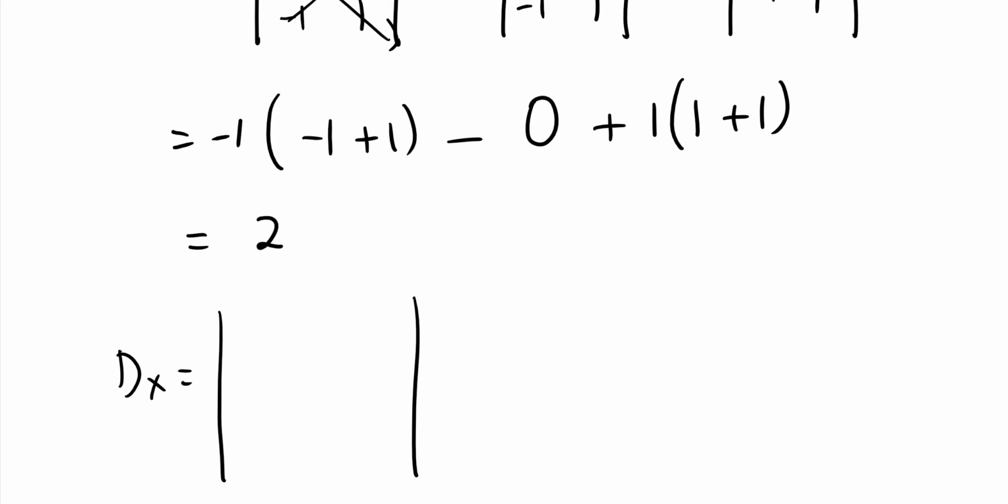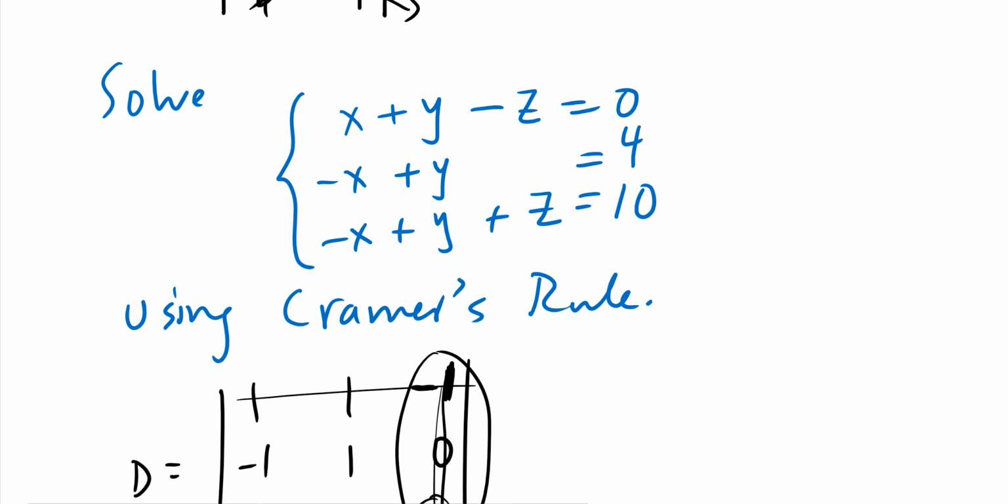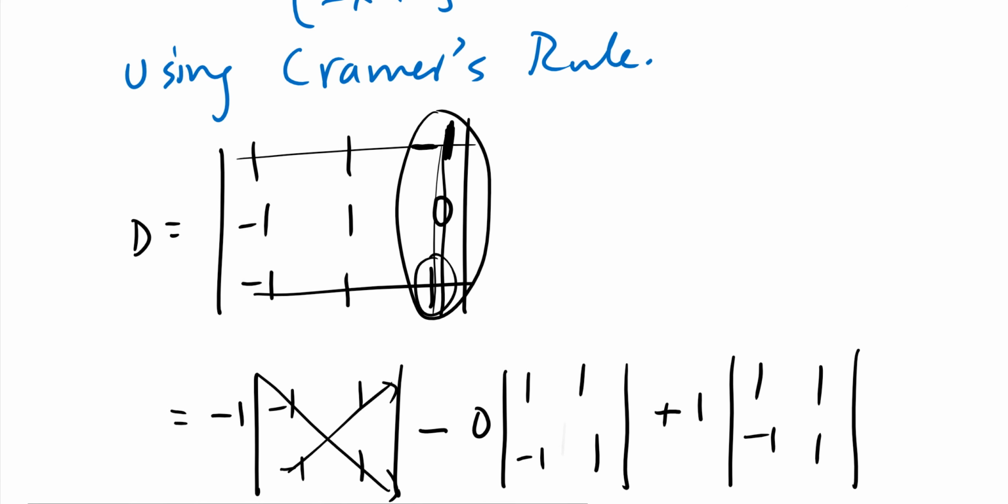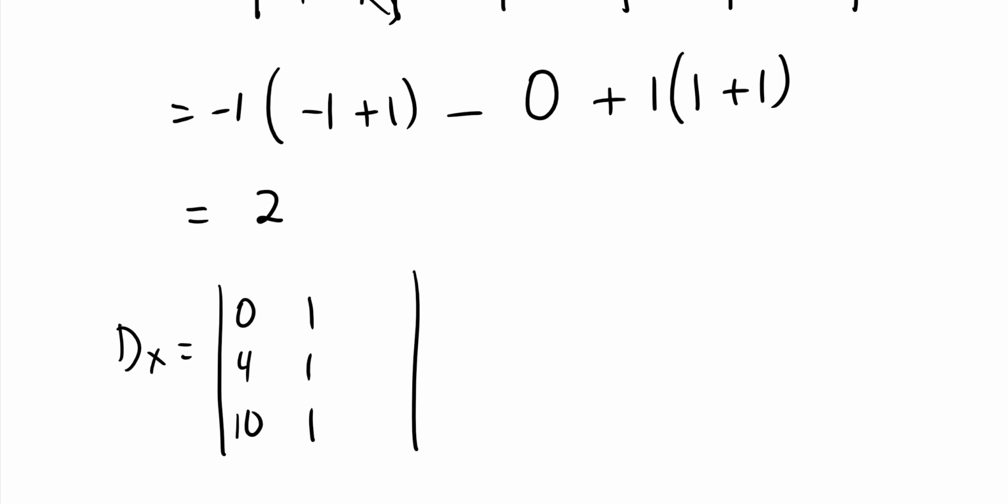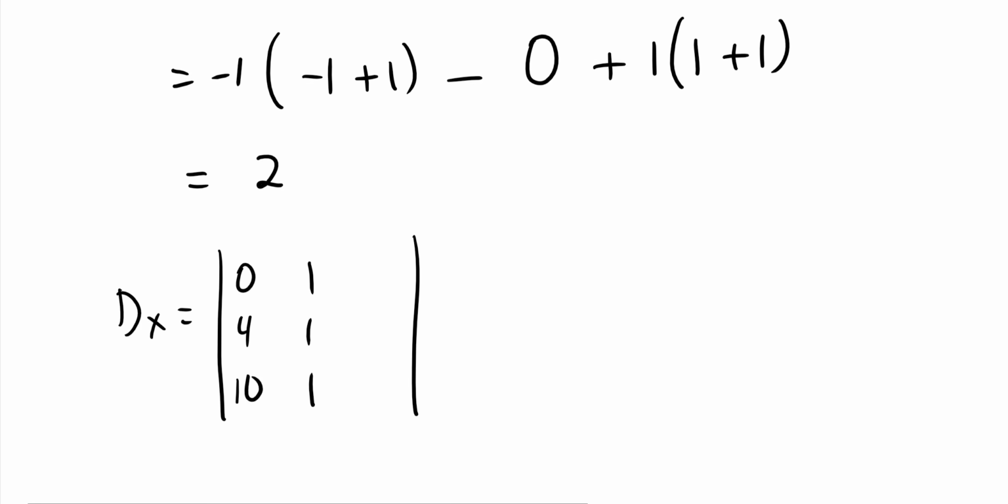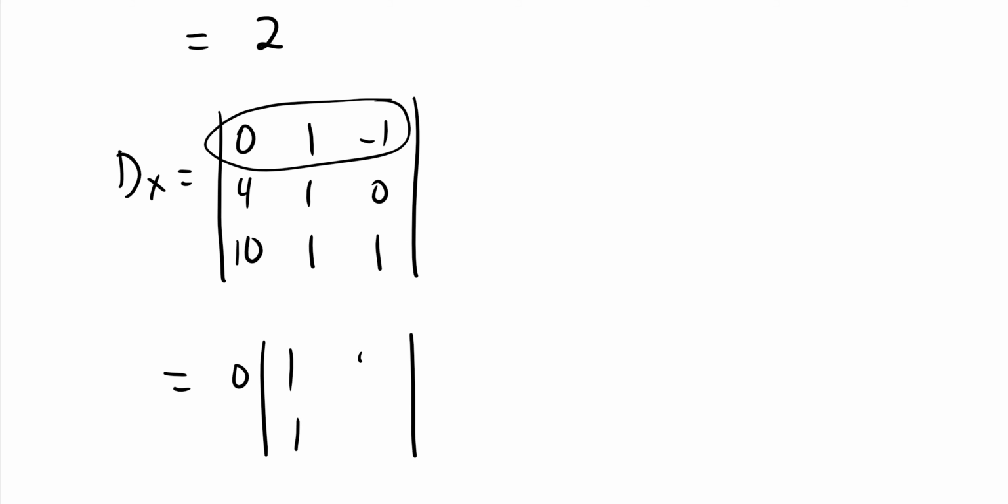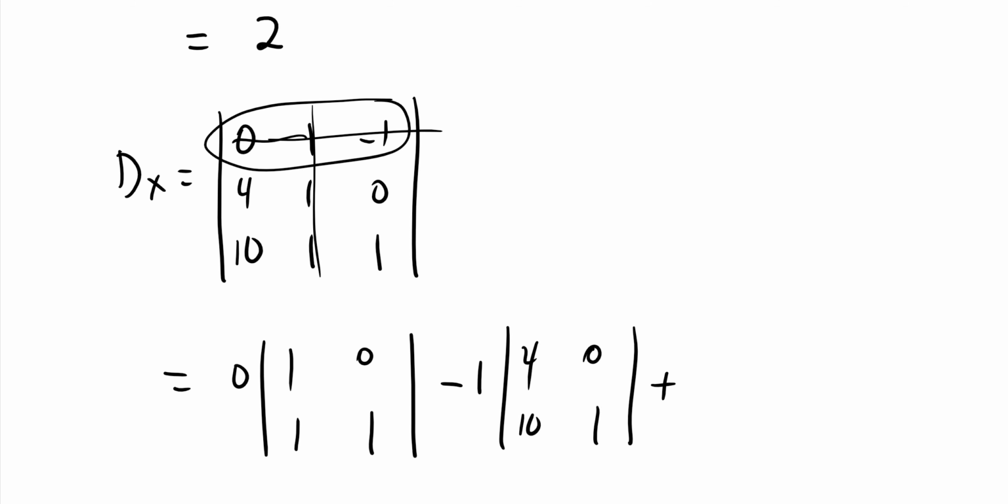How do you find dx? For dx, we replace the entries of the coefficient of x with the constants: 0, 4, 10. And the other ones stay the same: 1, 1, 1, and -1, 0, 1. Now we can choose any row or any column you like. I'm going to choose the first one. So 0, 1, 1, 0, 1, minus 1. Cover this row and that column. 4, 10, 0, 1. And the last entry is -1 plus -1. 4, 1, 10, 1.